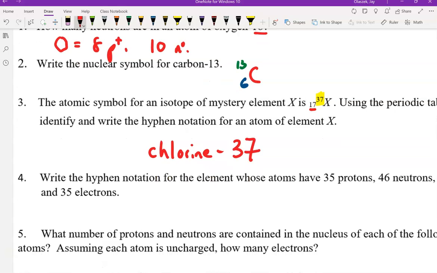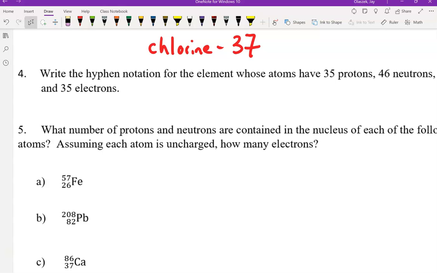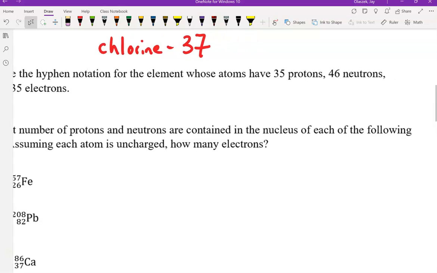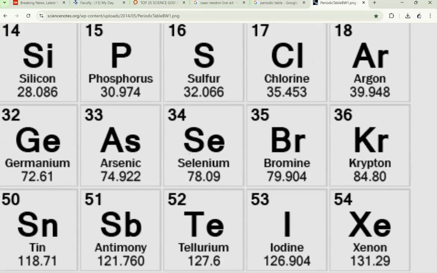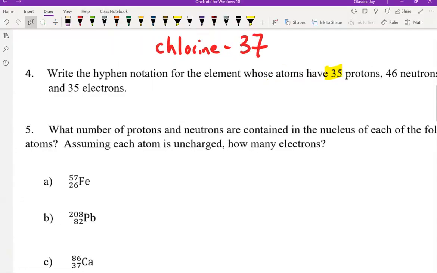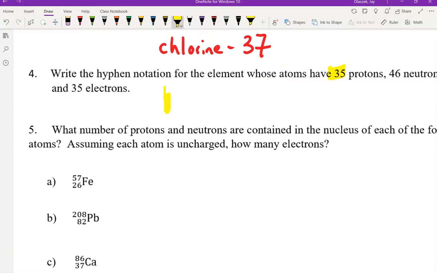There we go. Number 4 is asking us to write the hyphen notation for the element whose atoms have 35 protons, 46 neutrons, and 35 electrons. Right off the bat, it's telling us we have an atomic number of 35. There's only one element on the periodic table with an atomic number of 35. And we see that here, that is bromine. So it's asking for the hyphen notation. We know that this is bromine.